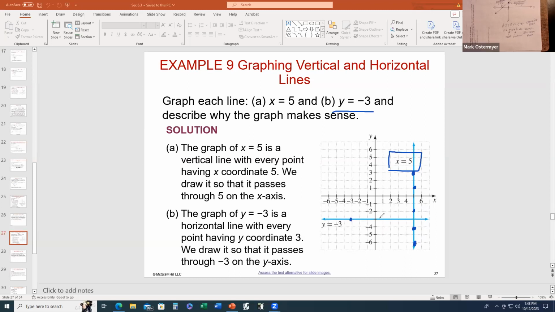It makes sense when you think about choosing 2 unique points on this line. Although the x-coordinates could be different between these points, the y-coordinate has to be -3 for both of them. And that's true for any point on this horizontal line. The y-coordinate must always be -3. The x-coordinate could be anything, but the y-coordinate's always stuck at -3. Okay? So those are special cases for linear equations.